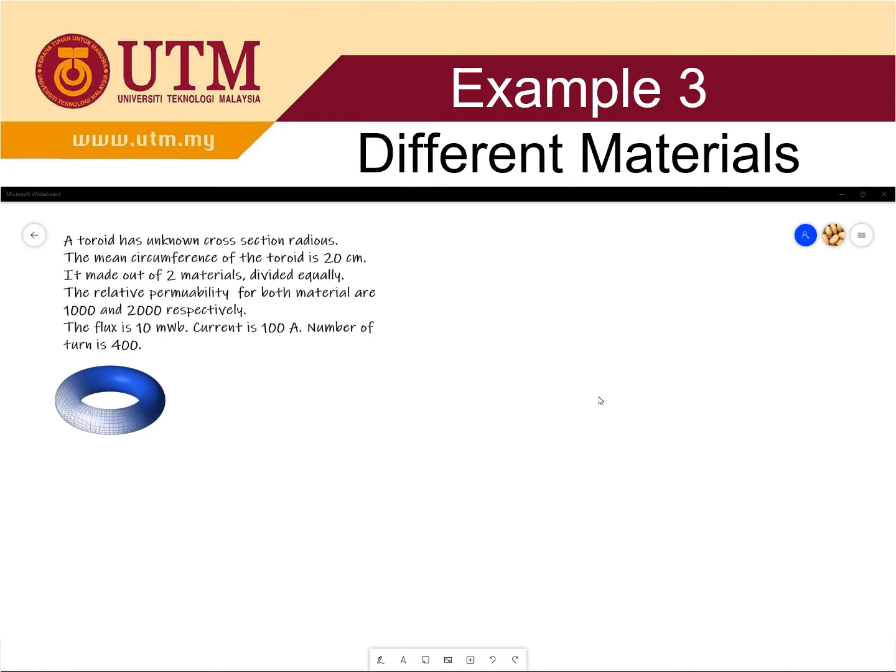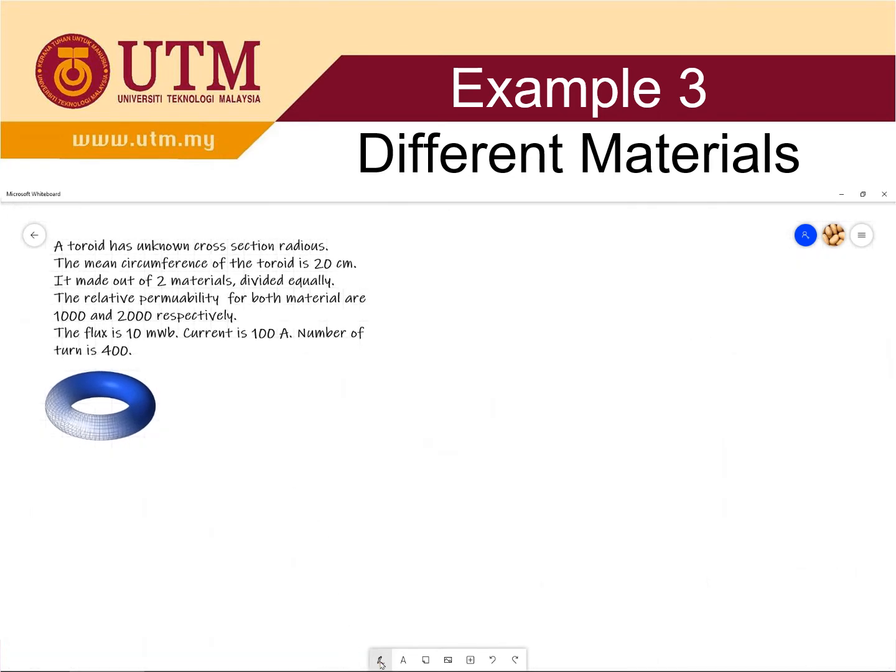The second example is a different dimension. Length and area are changing. And the third example I show you is for a different material. So a toroid. If you don't know what a toroid is, it's basically like a donut. So this is the figure of the toroid. Okay, so this is a toroid.